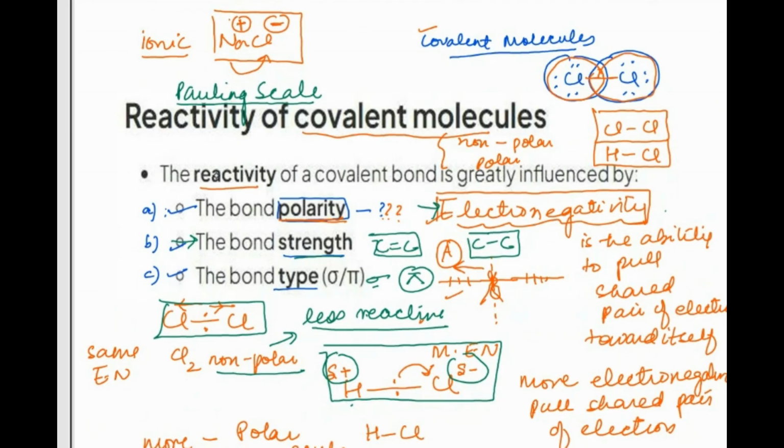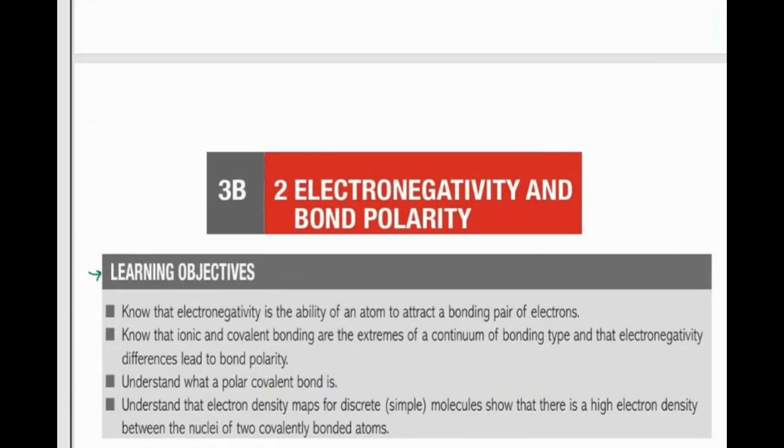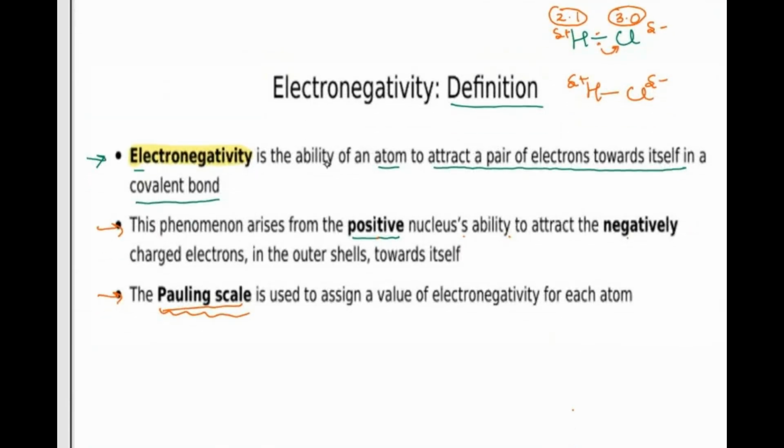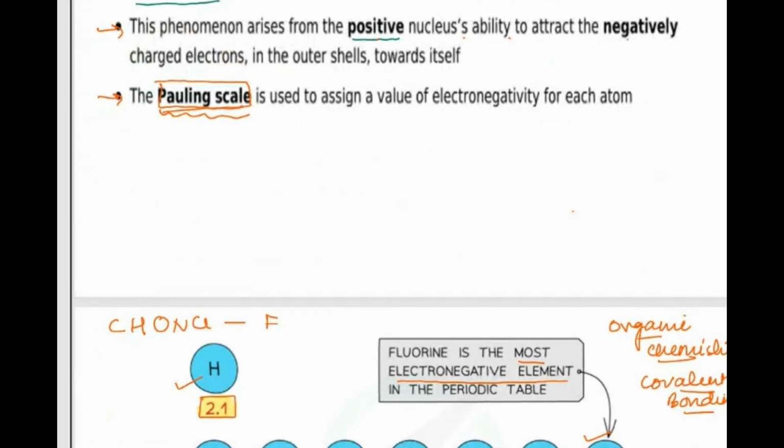We are just talking about the reactivity of the covalent molecules because soon we are going to study organic chemistry. And we said that the reactivity depends on the strength of the bond, the type of the bond, pi and sigma, and the polarity. Then I further introduced that the polarity depends on the electronegativity. So we are talking about electronegativity right now. Okay, so the definition is here. Electronegativity is the ability of an atom to pull the shared pair of electrons toward itself, and a certain value is assigned to the majority of the elements. That's on the Pauling scale, right?